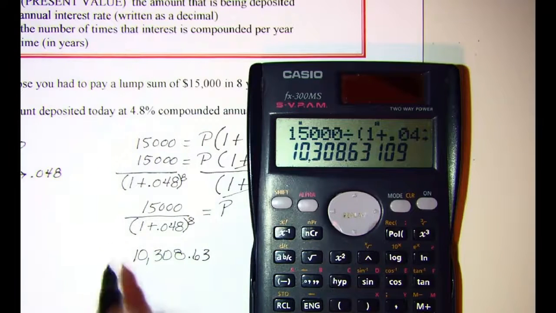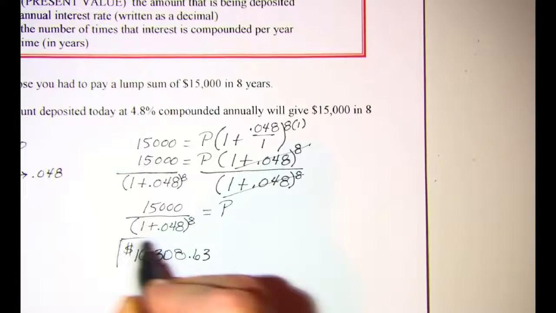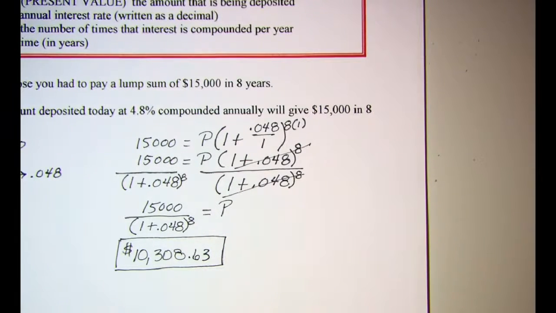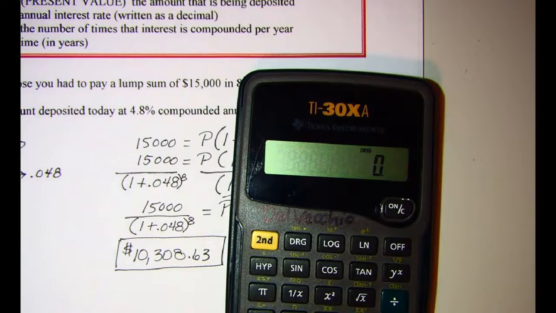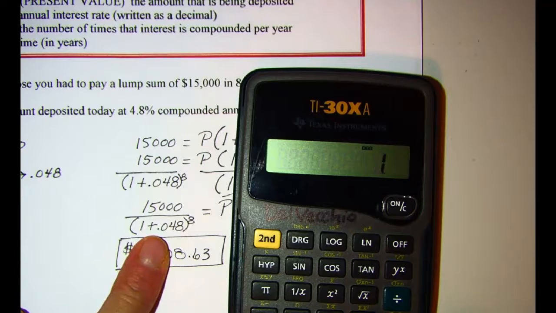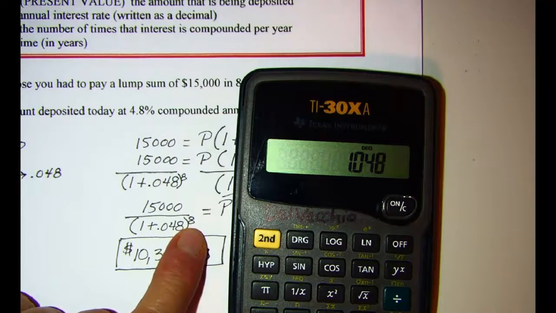So this is my amount that I need to deposit now so that I will have the $15,000 in 8 years. Now let's look at how we would do this problem with this calculator. On this calculator, I need to do everything backwards. So inside the parentheses here, I have 1 plus 0.048. So get a number there. And then I need to raise that to the 8th power.